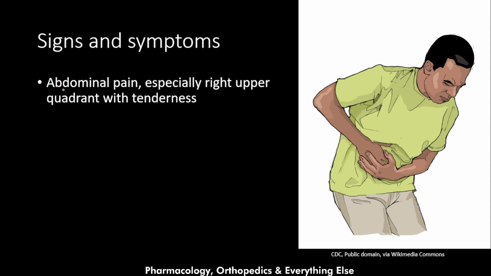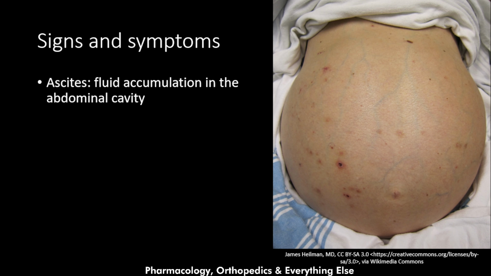There is also abdominal pain because inflammation is associated with pain, and it is especially in the right upper quadrant, which is where the liver is situated in the abdomen, and it is with tenderness. Another symptom of alcoholic hepatitis is ascites formation. Ascites is the fluid accumulation in the abdominal cavity. So the fluid would leak from the circulation and into the abdominal cavity.